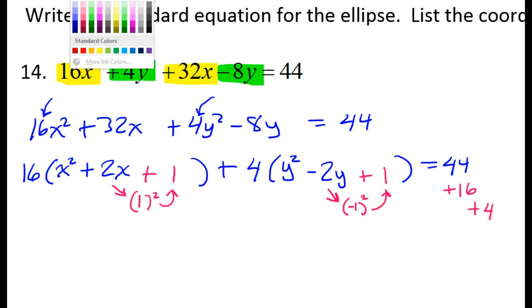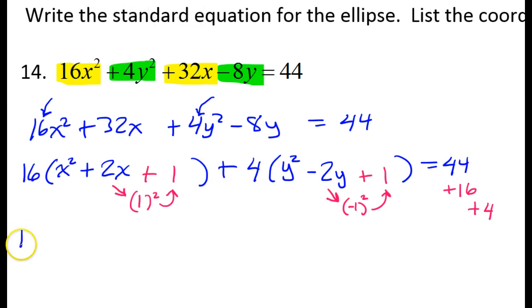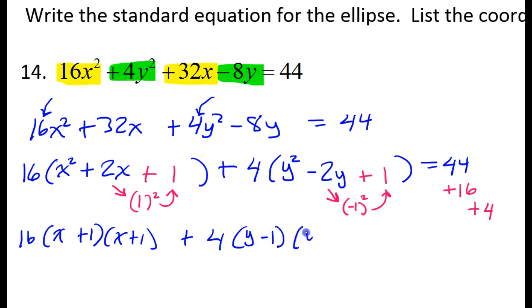Okay, now let's factor. I will have 16, and this trinomial will factor as x plus 1 times x plus 1. Okay, the point of completing the square is that it will always factor as the same binomial twice. Same thing right now. This will factor as y minus 1 times y minus 1. Since the middle term was positive right here, I know these will be positive. Since the middle term was negative here, I knew these would both be negative. So now I just need to add up these three numbers. So that turns out to be 64.